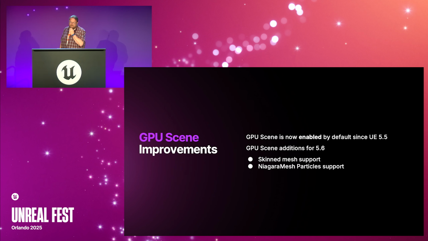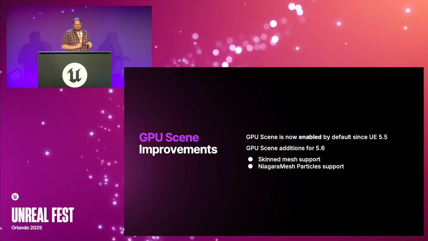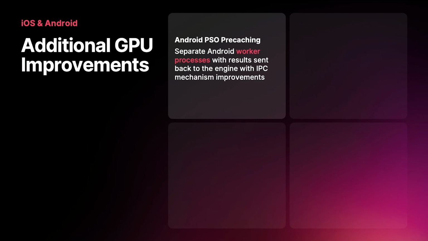GPU Scene has been enabled by default since 5.5. They've added some new features in 5.6, as it shows up there. Skinned mesh support. If you wanted that before, you couldn't use GPU Scene. And Niagara mesh particles, if you want to have some pretty particle systems on your iOS, Android device. And there's been lots of tweaking to it and lots of bug fixes. It's definitely a lot more stable.